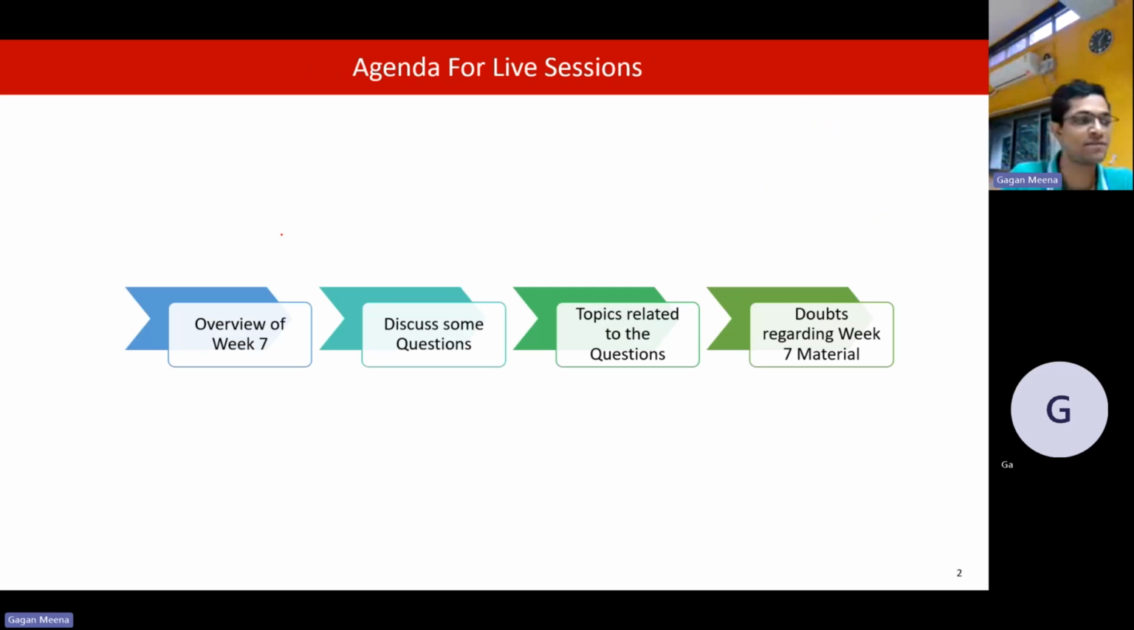We will be following the same agenda which we have been following till now. We will go through the overview of week 7, then we will discuss some questions. In the last, we will discuss certain questions. First, we will go through a detailed overview of week 7. And if you have any doubt, you can ask in between also and after the class also.